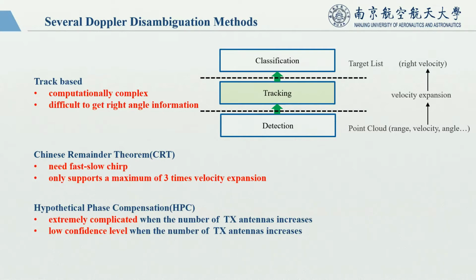HPC technique has been used frequently. This method compensates the velocity induced by phase shift and then selects the correct hypothesis by comparing the peaks of angle FFT results. It works well when the number of transmitters is small. However, as the number of transmitters increases, the complexity of the calculation increases and the accuracy decreases.